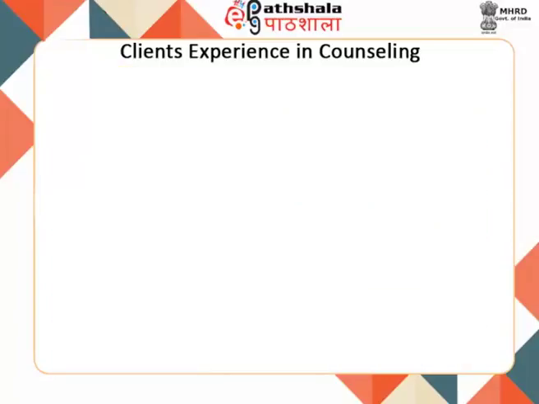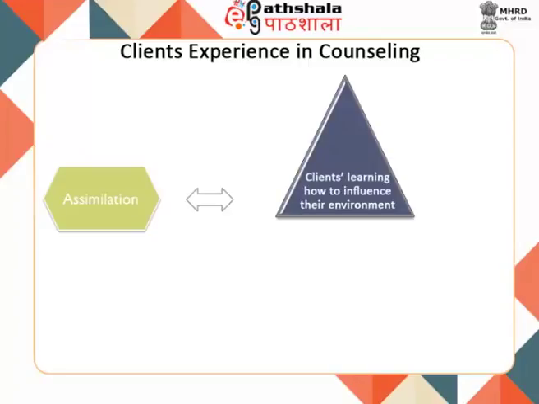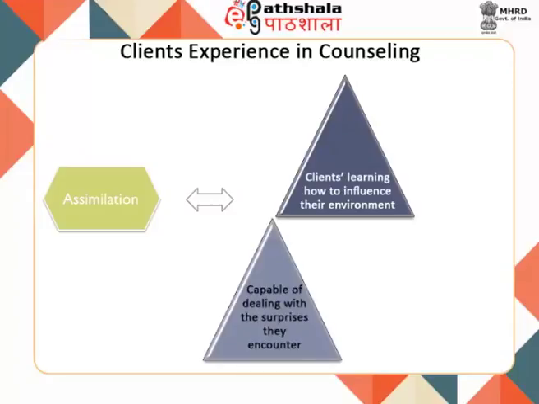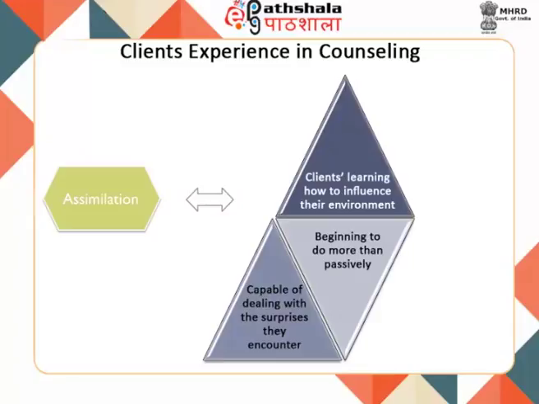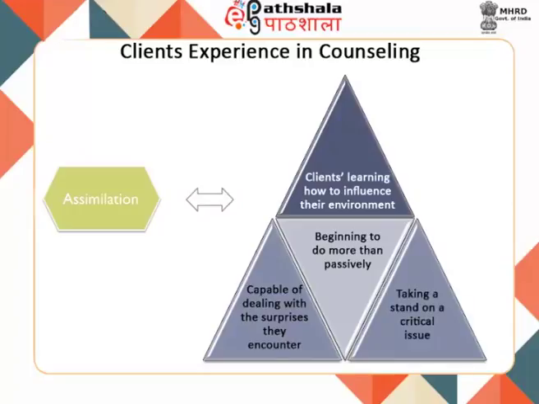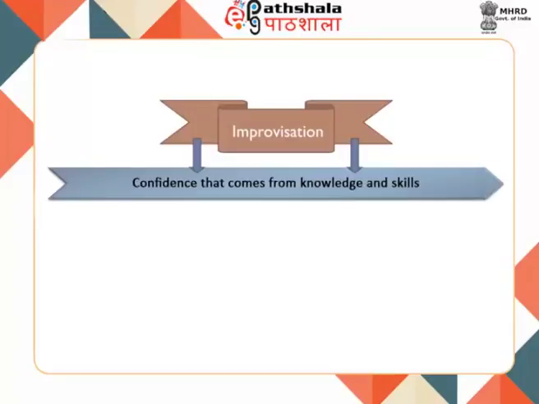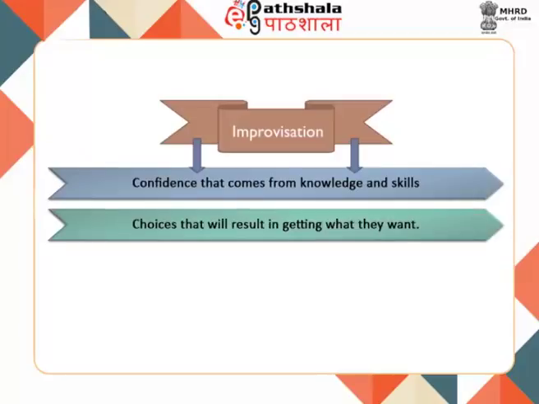The third stage of the integration sequence is assimilation, which involves clients learning how to influence their environment. At this phase, clients feel capable of dealing with the surprises they encounter in everyday living. They are now beginning to do more than passively accept the environment. Behavior at this stage may include taking a stand on a critical issue. Improvisation is the confidence that comes from knowledge and skills. Clients are able to make choices that will result in getting what they want.